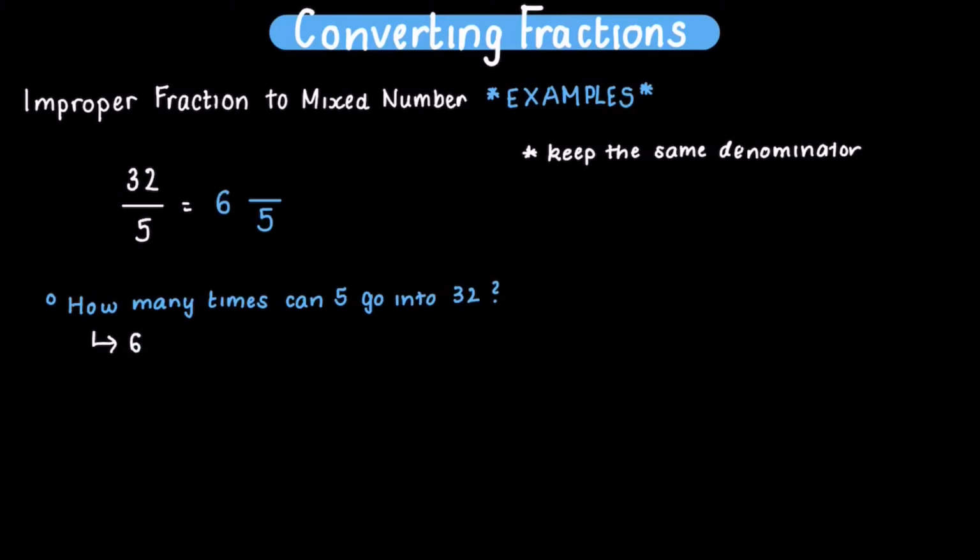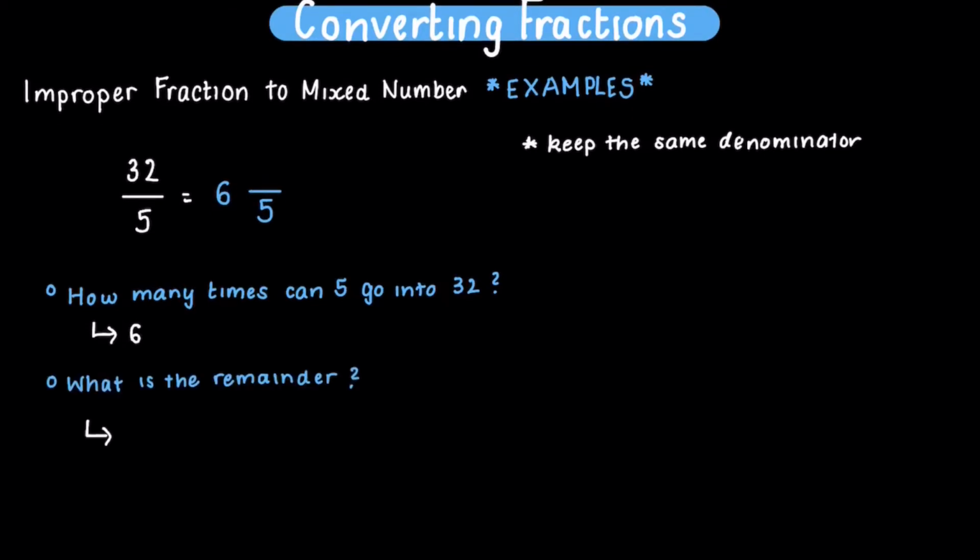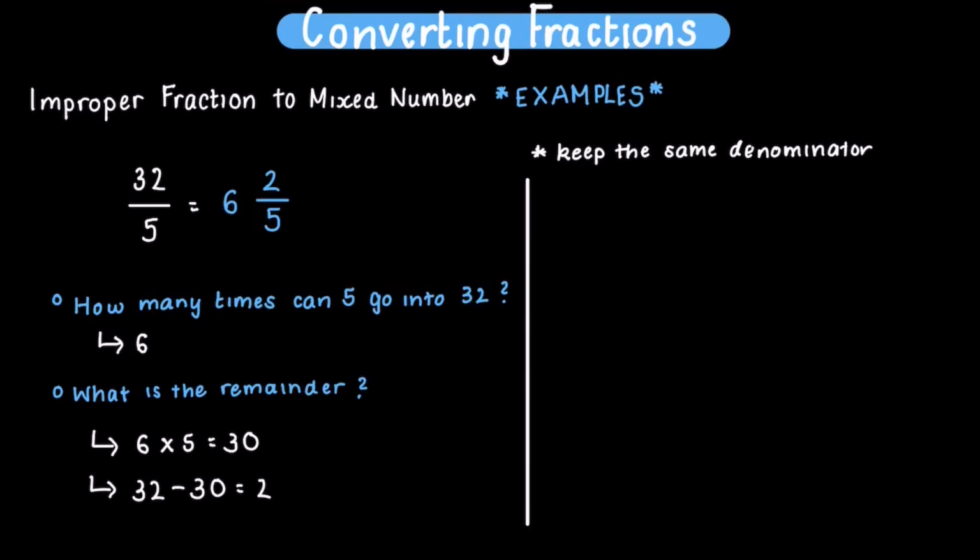Therefore, our whole number part of our mixed fraction is going to be 6. Then you have to ask yourself, what is the remainder? So we know that 6 times 5 gave us 30. So we have to subtract the numerator, 32, by 30, which gave us 2. So that goes on top in the numerator for our fraction. So therefore, converting 32/5 into a mixed fraction gives us 6 2/5.